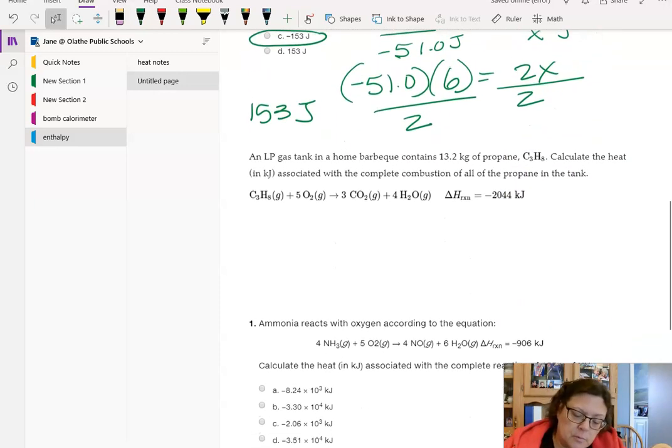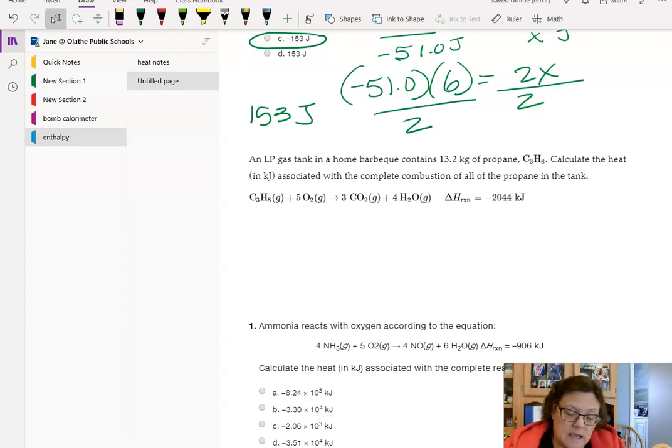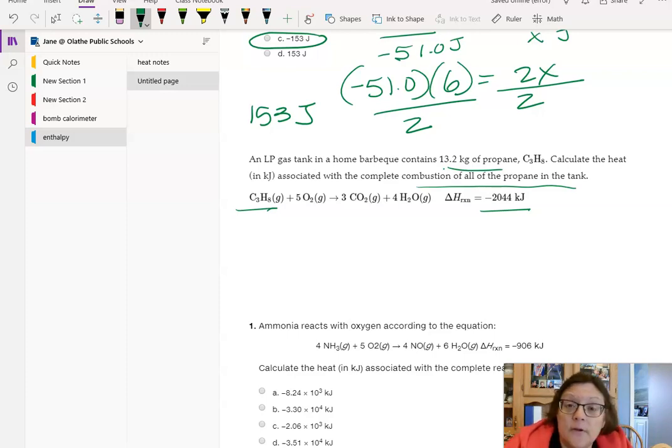All right, here's another example. An LP gas tank in a home barbecue contains 13.2 kilograms of propane. Calculate the heat associated with the complete combustion of all the propane. All right. Well, it tells us that 1 mole of propane is going to produce 2,044 kilojoules. We got to figure out how many moles of propane we have. We have 13.2 kilograms, which is going to be 13,200 grams.